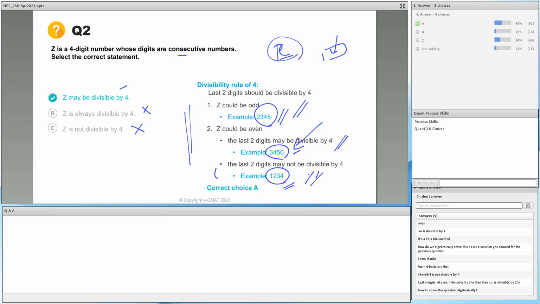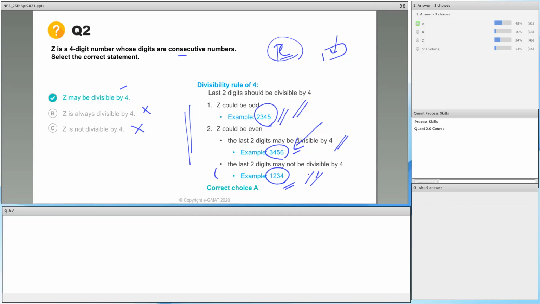So what does that tell you? How are you guys feeling about this? Do try this process skills link. I think it's very useful for you when you get the time.